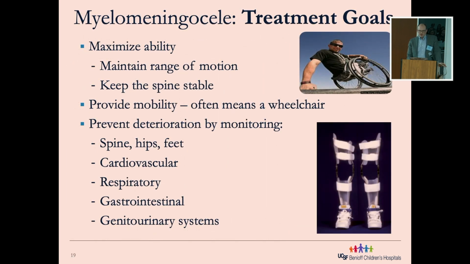And I think this kind of spans all locations of the body that we're going to be addressing. Our first thing is maximize ability, right? We want these kids to be as independent as possible. Usually that means maintaining range of motion. So as highlighted before, typically you're going to see an asymmetry of strength depending on the level. So you want to maintain that range of motion as best possible. So that can be through various methods.